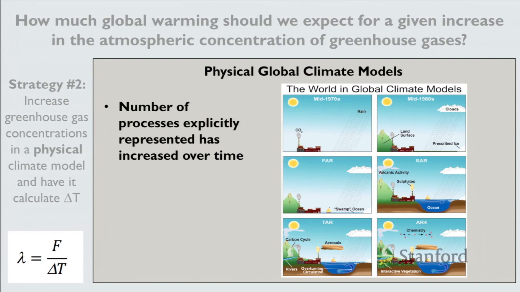Eventually, these acronyms here correspond to Intergovernmental Panel on Climate Change reports. FAR means first assessment report, so that's 1990. Then SAR is second assessment report, third assessment report, and then AR4 is fourth assessment report, because FAR was already taken. So this is up to 2007, 2001, 1995, 1990. You can just see that over time, now we have interactive vegetation. We're adding more and more things that may be important in terms of actually calculating how much warming or how much change you'd get in anything as you increase greenhouse gases.